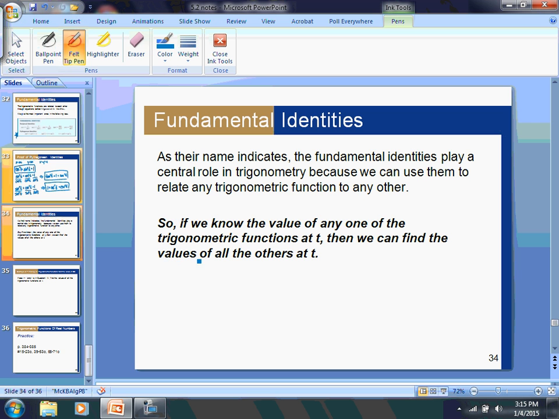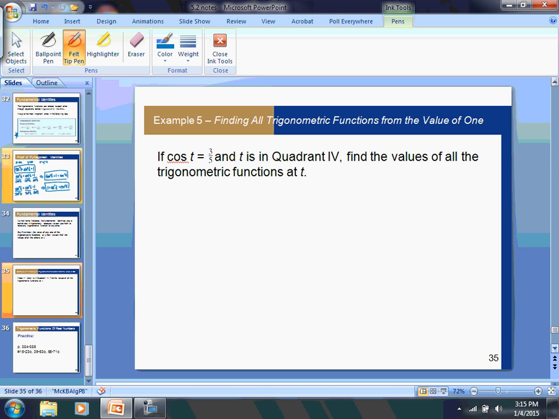Okay. So again, if we know the value of any one of the trig functions, then we can find the values for the others. All right, so that's what we're going to do in our last example here, example 5. They tell us that cosine of t is 3 over 5, and t is in the 4th quadrant. So find the other trig values.